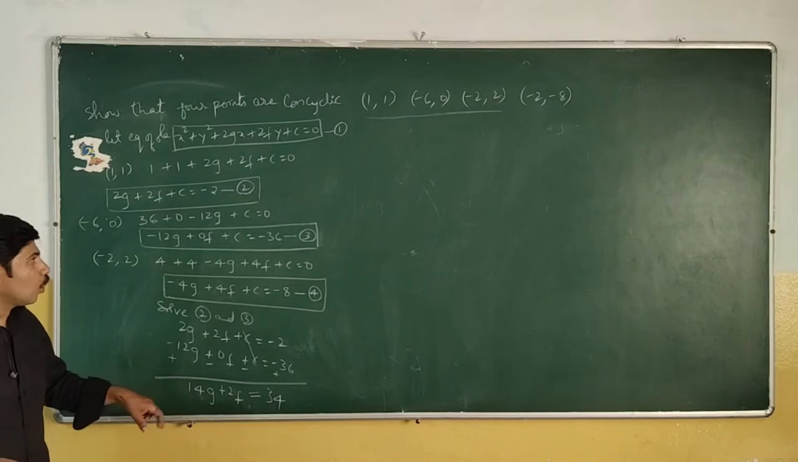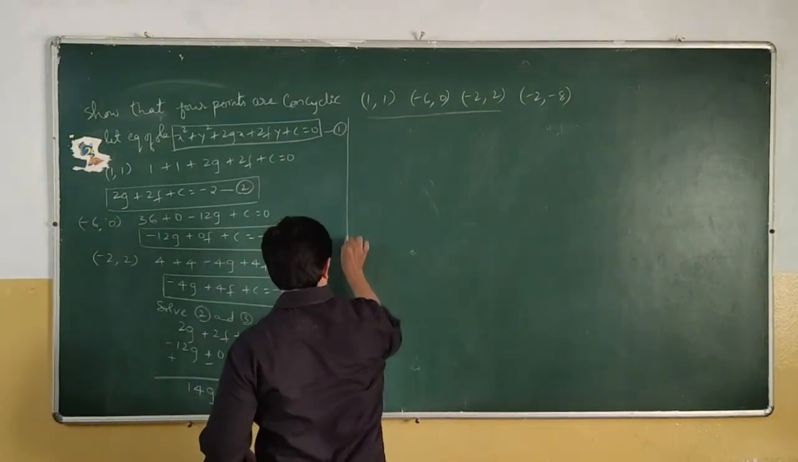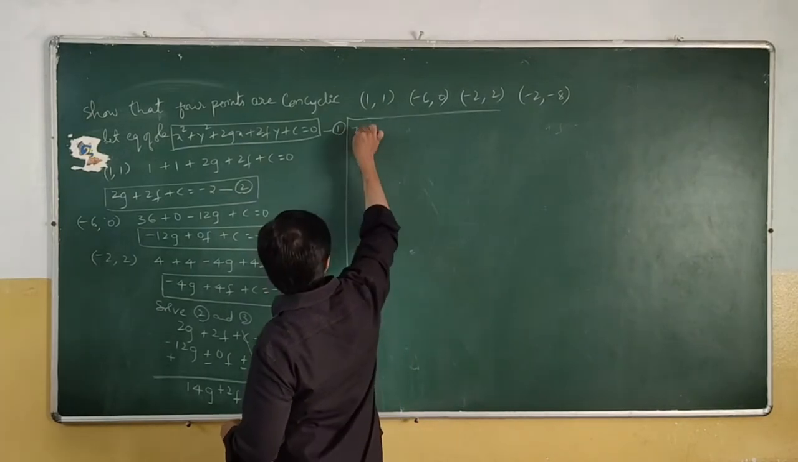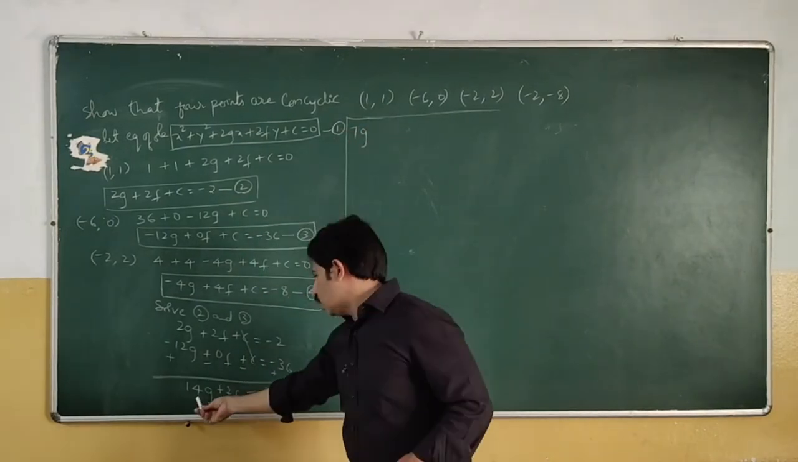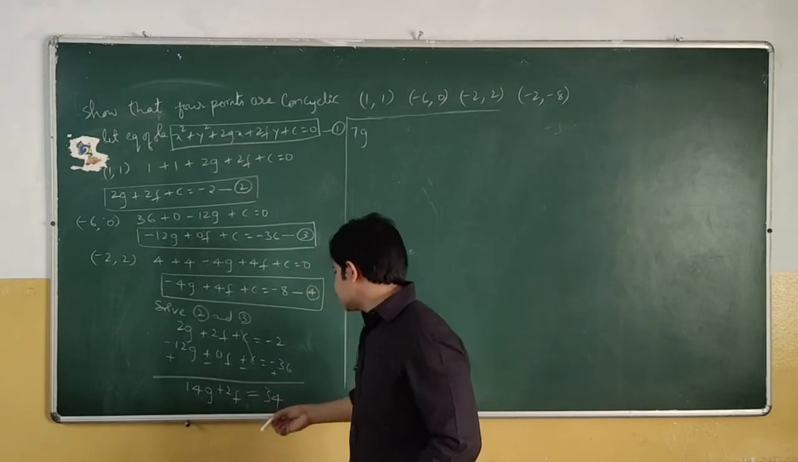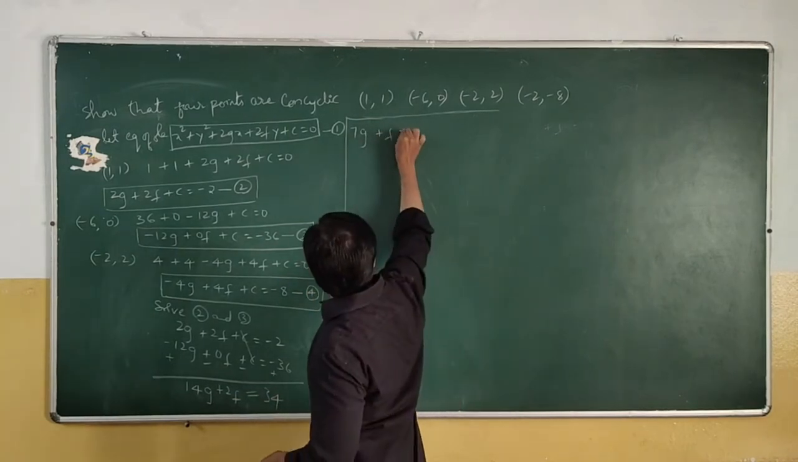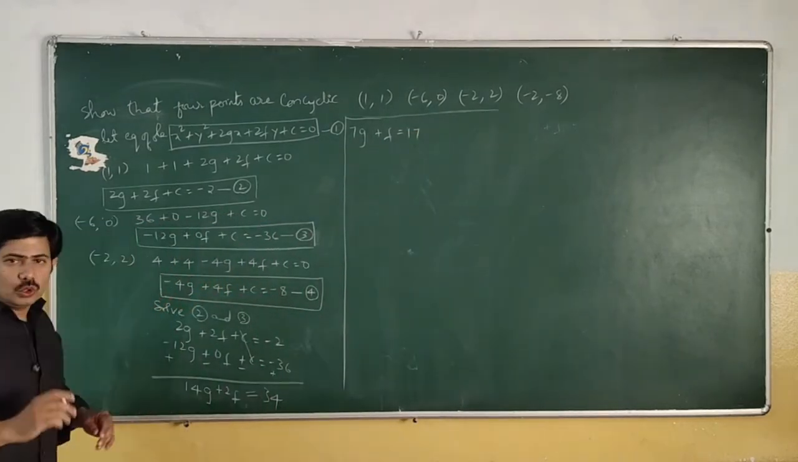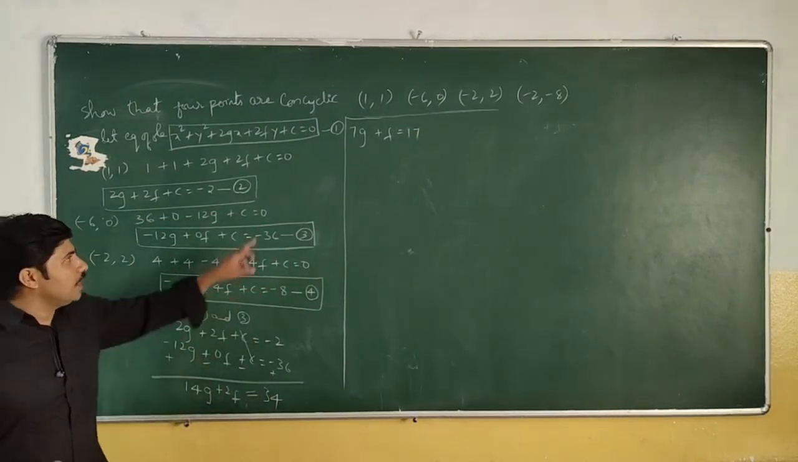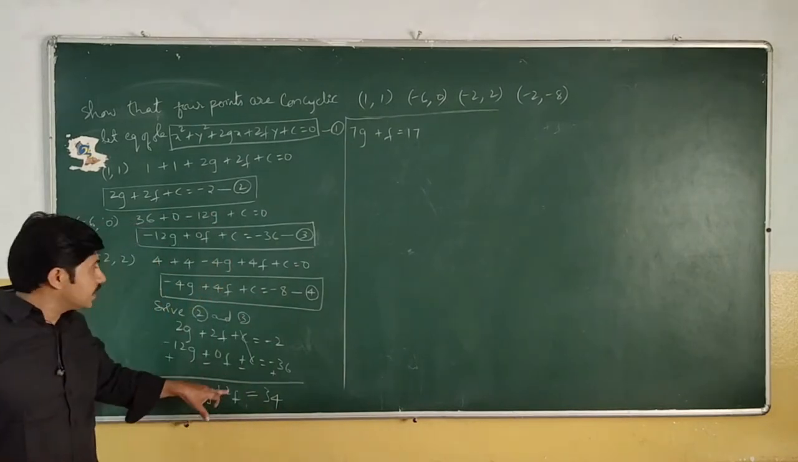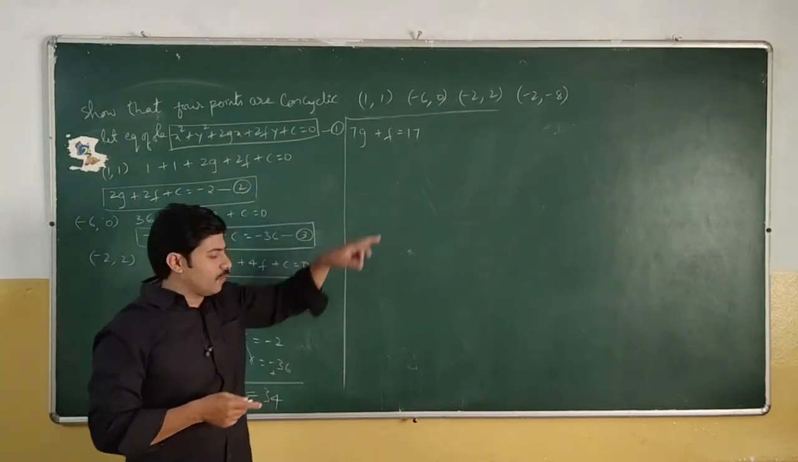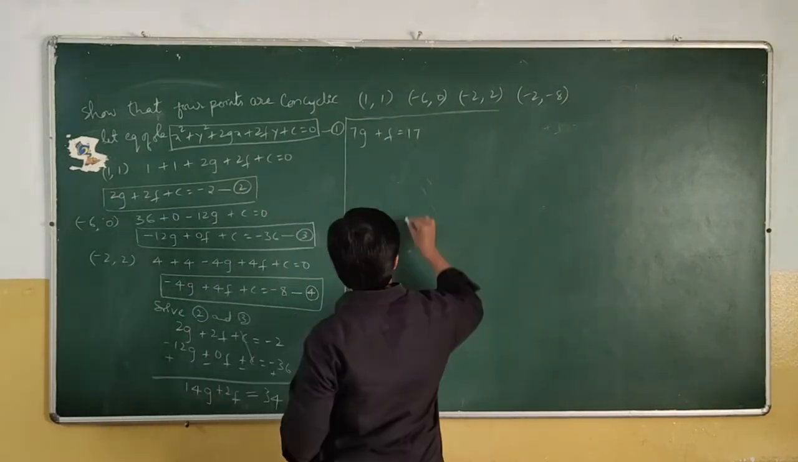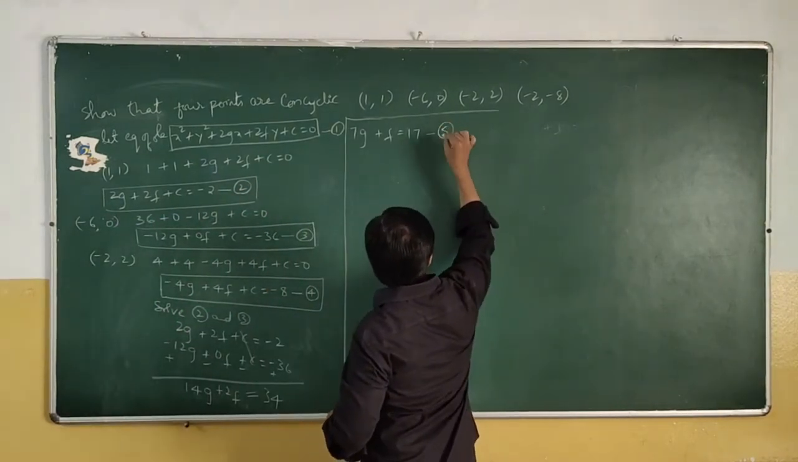Now we can take 2 common from this equation. So I'm taking 2 common. We get 7G plus F is equal to 34 divided by 2, which is 17. See, I'm taking 2 common: 2 sevens are 14, so 7G; 2 ones are 2, so it is 1F; and 2 seventeens are 34. This is equation number 5.